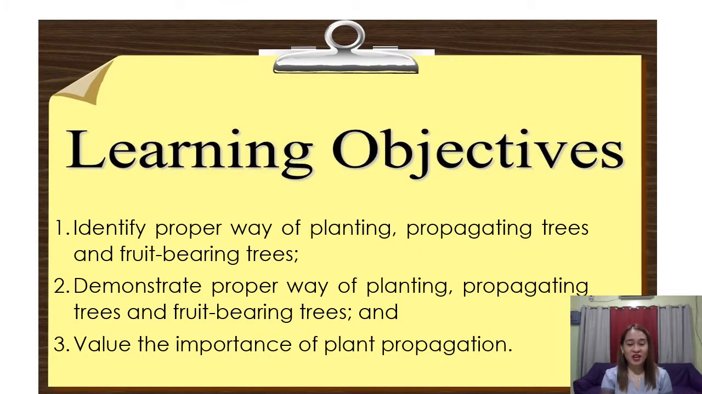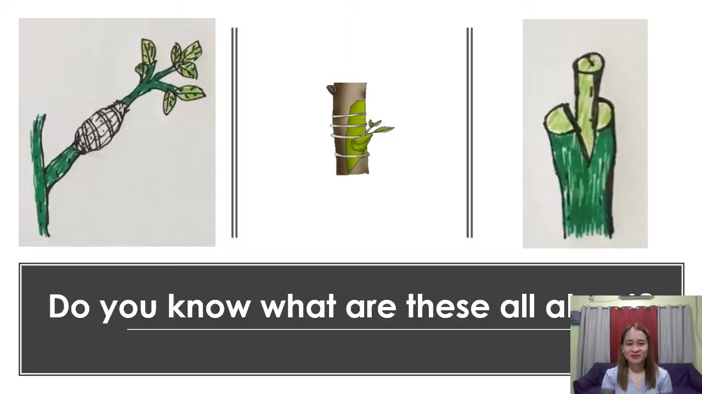The learning objectives for today's discussion. First, identify proper way of planting, propagating trees and fruit-bearing trees. Second, demonstrate proper way of planting, propagating trees and fruit-bearing trees. And third, value the importance of plant propagation.